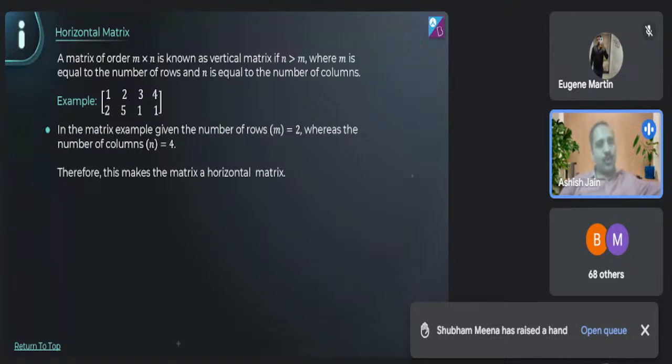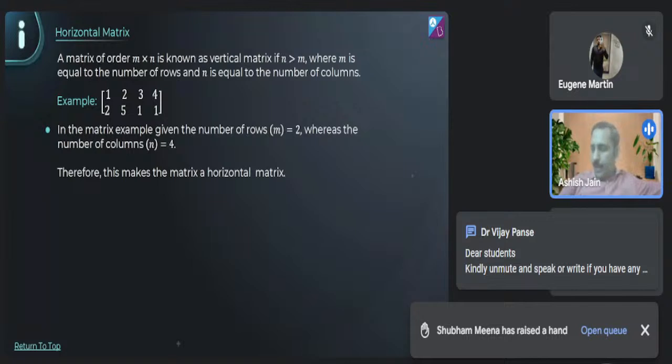If it has more rows, usko hum bolenge vertical matrix. If it has more columns, usko hum bolenge horizontal matrix. They both are rectangular matrices. Clear?